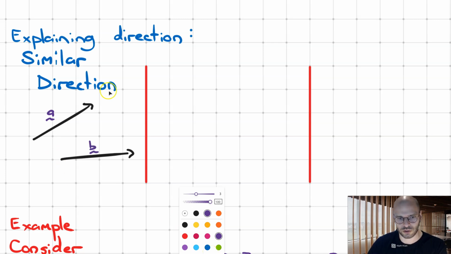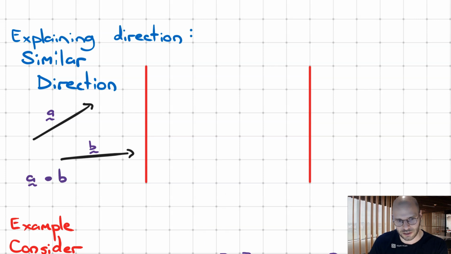Notice that they're mostly pointing in a rightwardly direction. In such an instance, what we find is that the dot product of these vectors is going to yield a value that is greater than 0. So this is a similar direction. They don't have to point in the exact same direction, they're just pointing in a similar direction.